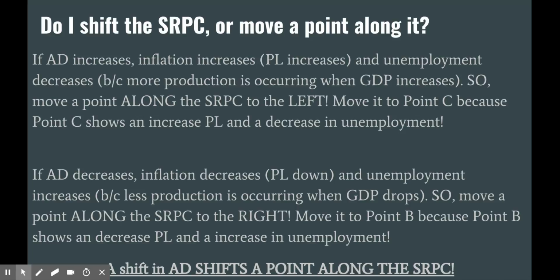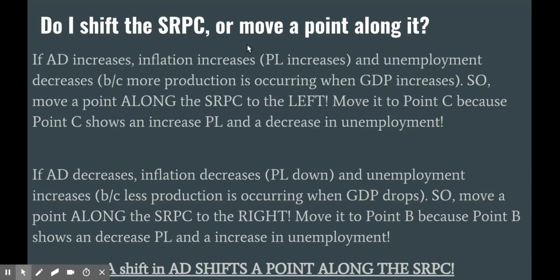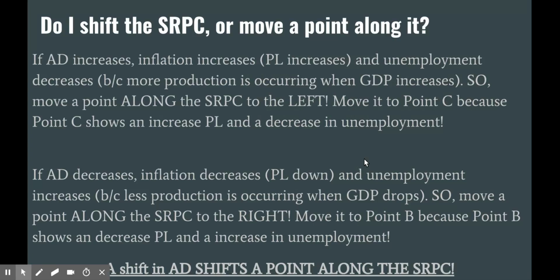So if AD increases, we can assume that we started here at point A. If AD shifts to the right, which is our top scenario, price level increases, which is inflation, but unemployment decreases. So that would shift us from point A to point C. We can see that shift of AD to the right on the short run Phillips curve.